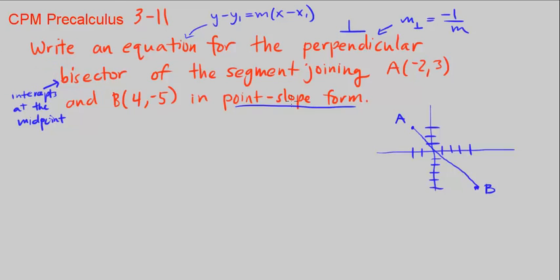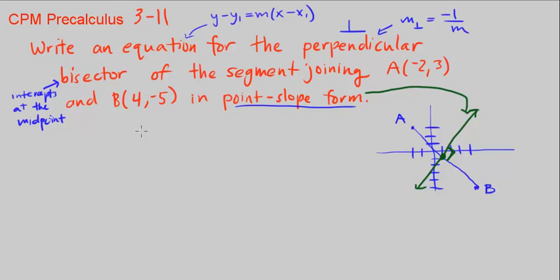Our perpendicular bisector, remember, is going to be perpendicular and intercept this segment at the midpoint. So we have to find the midpoint, and we know the slope is going to be the opposite reciprocal, right? The negative reciprocal of segment AB. Okay, so the green line here is what we want to find the equation for in point-slope form. So how do we do that? Well, there's a couple of things we need to do.